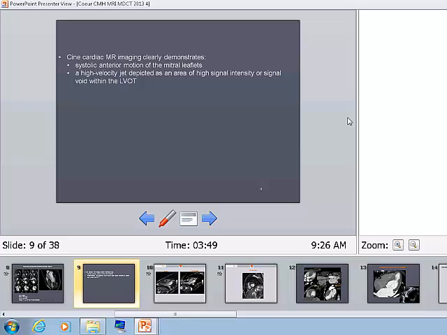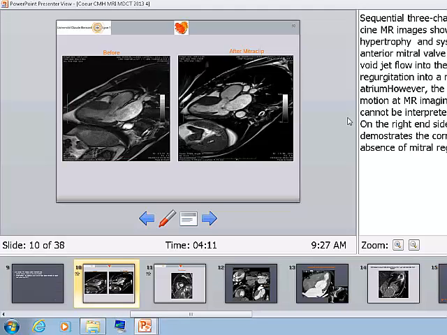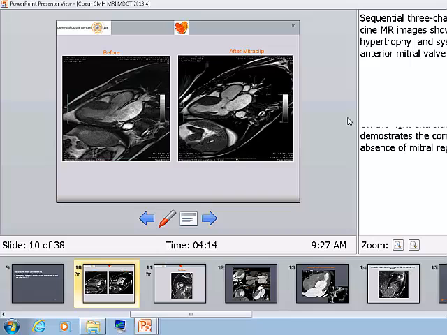So cine cardiac MR imaging demonstrates the systolic anterior motion of the mitral leaflet and the high velocity jet depicted as an area of high signal intensity or signal void within the LVOT. This is another case with sequential three-chamber steady-state free precession cine-MR images, if it runs.